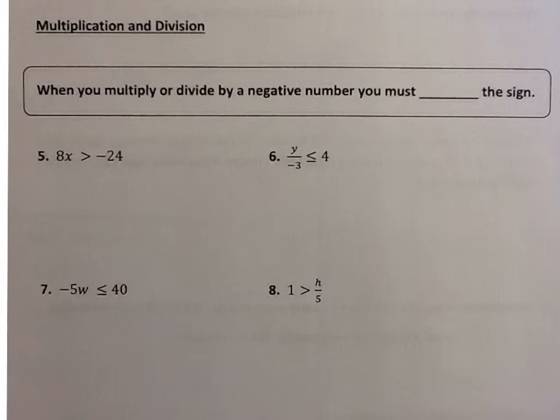Alright, moving on to multiplication and division. When you multiply or divide by a negative number, you must flip the sign. Alright, number 5. To solve this inequality, we would divide by 8. And when we divide by a positive number, we do not flip the sign. Number 6, however, to solve for y, we would multiply by a negative 3. And since we multiplied by a negative, we must flip the sign.